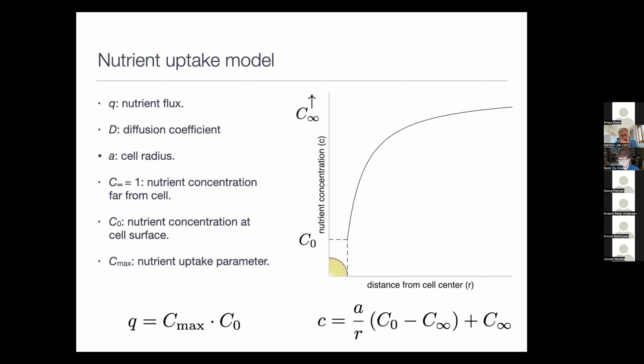So we use a nutrient uptake model, a simplified one, somewhat analogous to enzyme kinetics models. We defined a nutrient uptake parameter, which we call Cmax. So in this case, the nutrient concentration at the cell surface, C0, we're not setting that. We let that vary, and we calculate the flux by multiplying this Cmax, this nutrient uptake parameter, by the concentration at the cell surface.